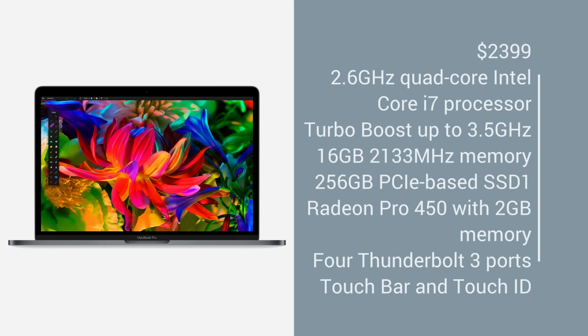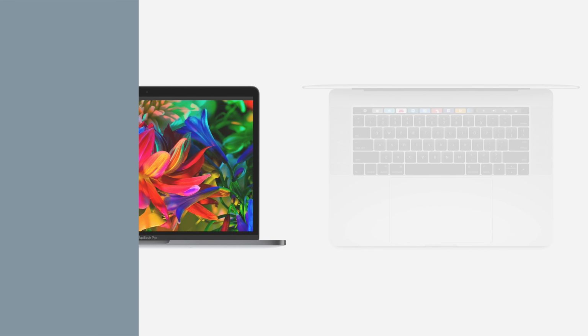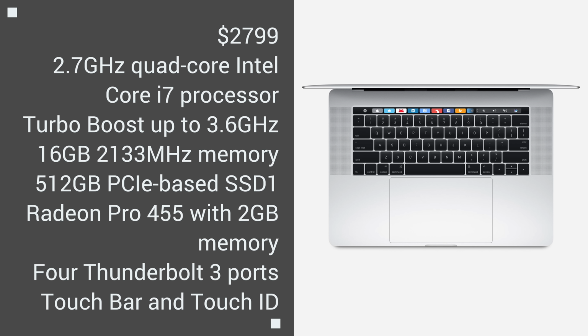Or if you're feeling really crazy, maybe you just got a promotion at your job, maybe you got a job in general, or maybe the YouTube money is coming in hot, you're gonna step it up to the $2,799 15-inch MacBook Pro with the touch bar and Touch ID. You're getting a 2.7 GHz quad-core Intel Core i7 processor with 16 gigabytes of 2,133 MHz memory, 512 gigabytes of a PCIe-based SSD, and Radeon Pro 455 graphics with 2 gigabytes of memory, which also includes four Thunderbolt 3 ports.